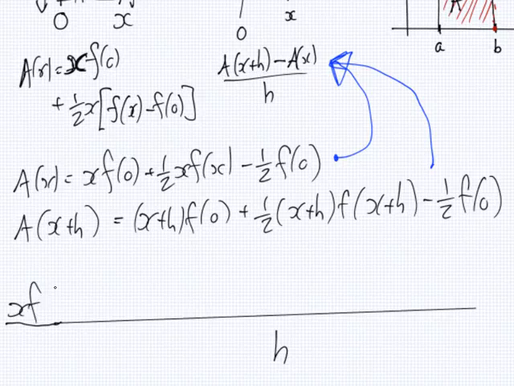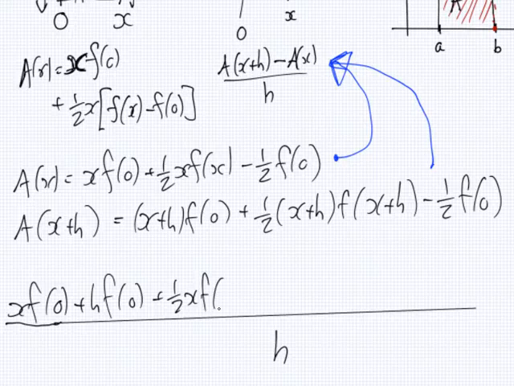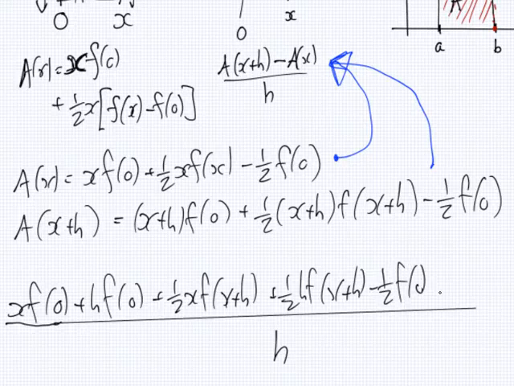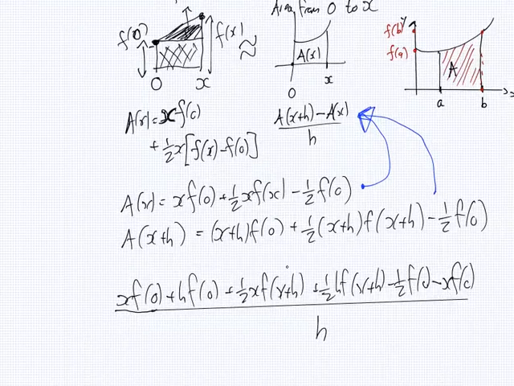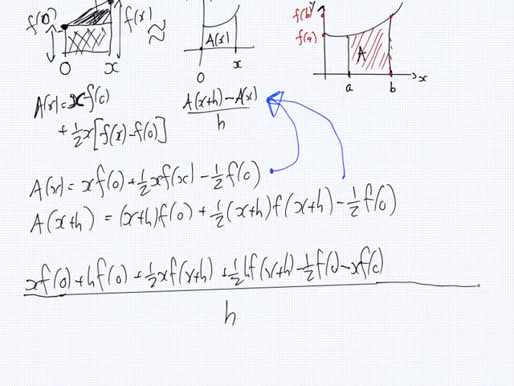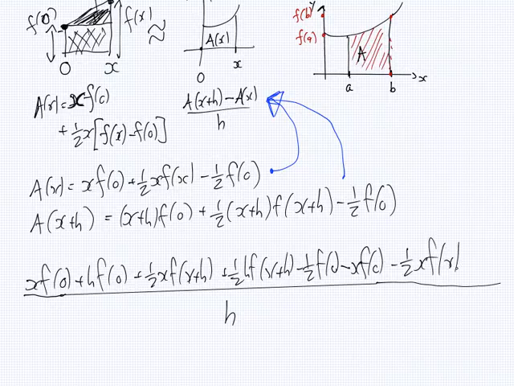x f(0) plus h f(0) plus a half x f(x+h) plus a half h f(x+h) minus a half f(0) minus x f(0), ran out of space, minus a half x f(x) plus a half f(0).